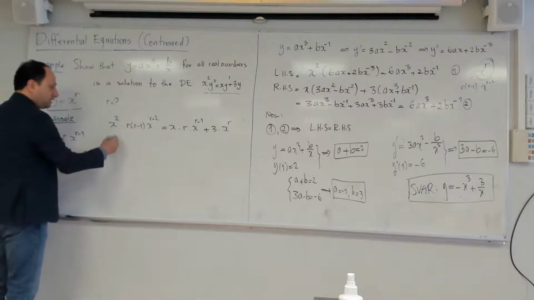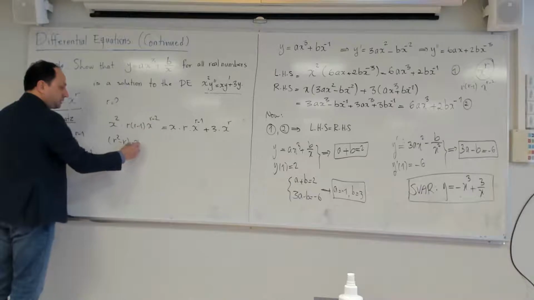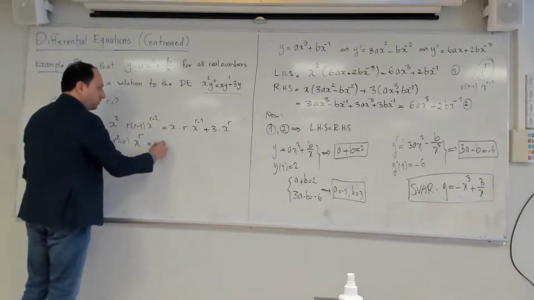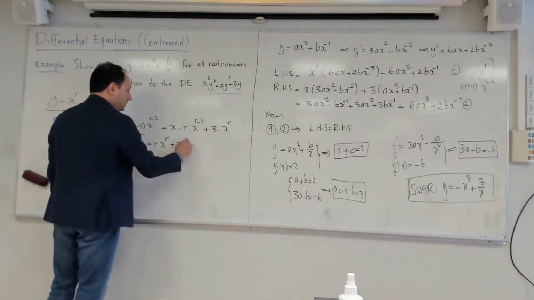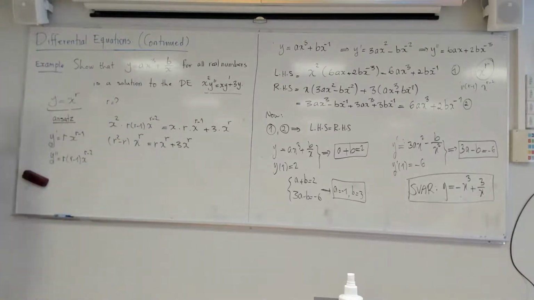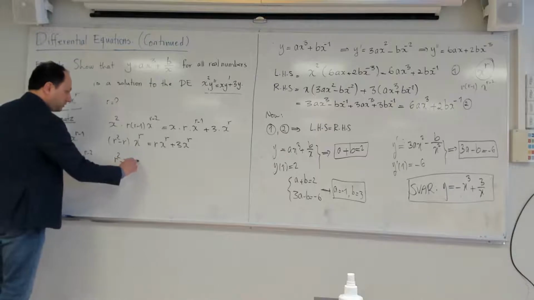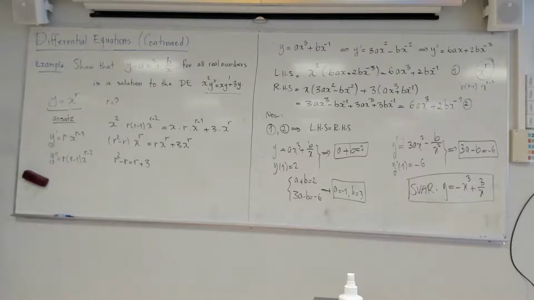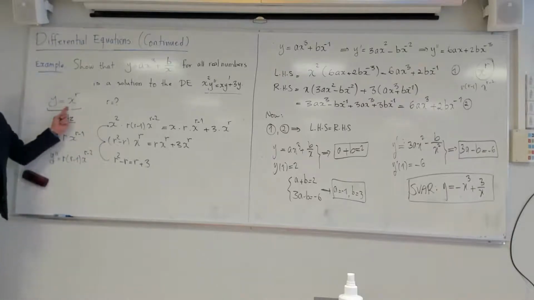This becomes r squared minus r. x squared multiplied by that becomes x to the power of r. And then this becomes r x to the power of r again. And this becomes 3x to the power of r. So let me divide everything by x to the power of r. Then it becomes r squared minus r is equal to r plus 3. And this is just a simple quadratic equation. So it means that if I can satisfy this equation, I can go back, and this would be a solution.